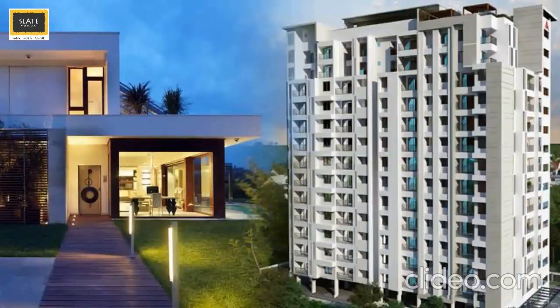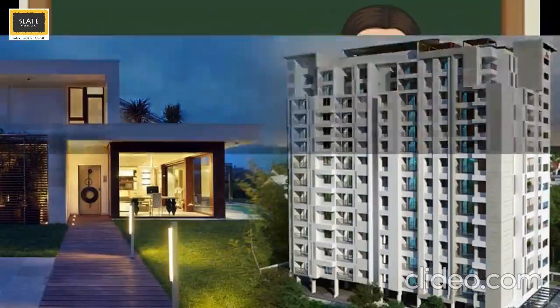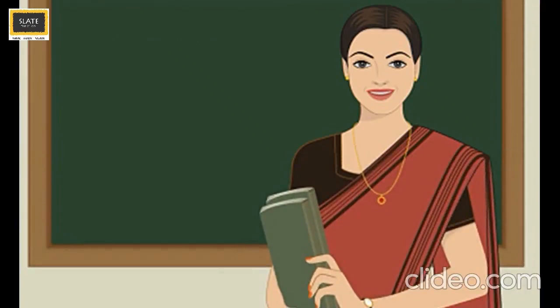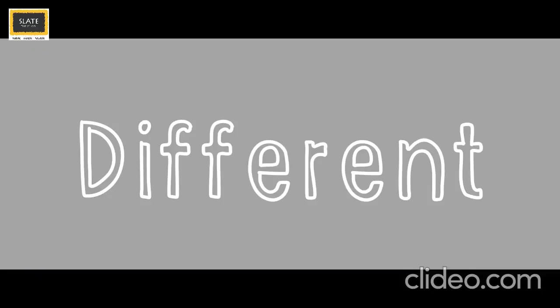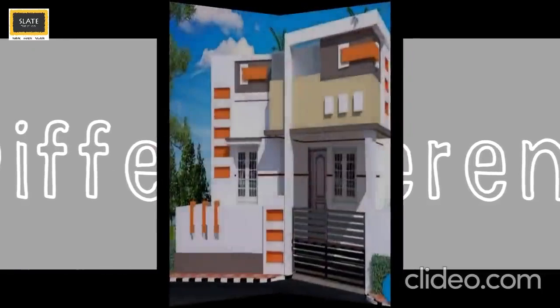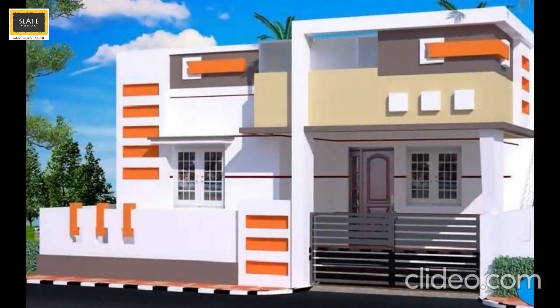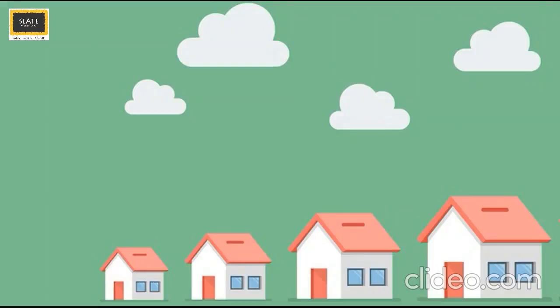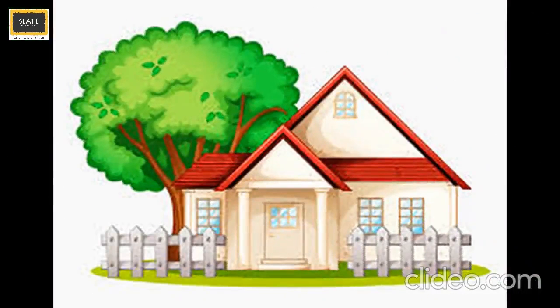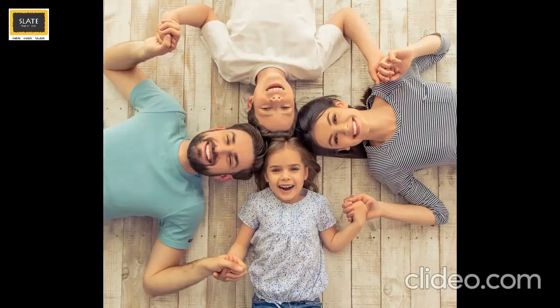Different designs of Pakka houses include independent houses and multi-story buildings. These two designs differ from each other in many ways. An independent house is a single building in a given space. This can be a small house or a bungalow with open space and a garden. Usually, one family lives in this type of house.